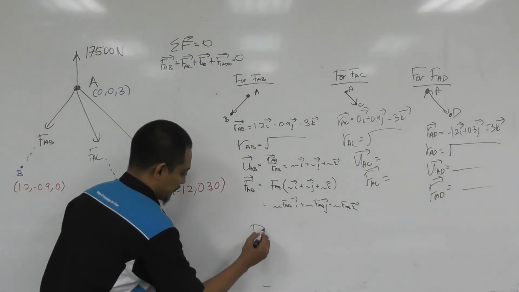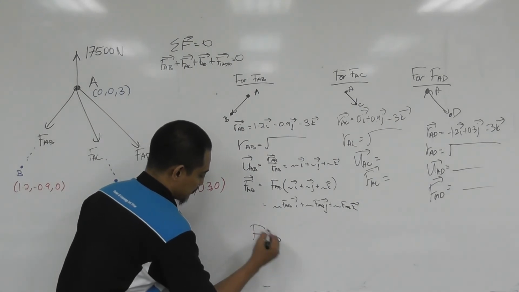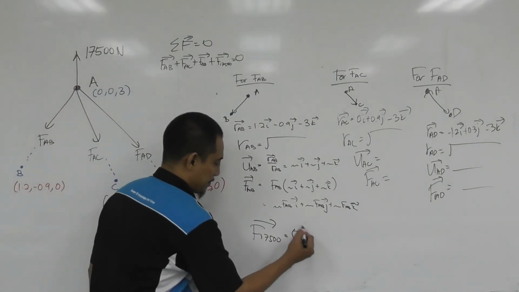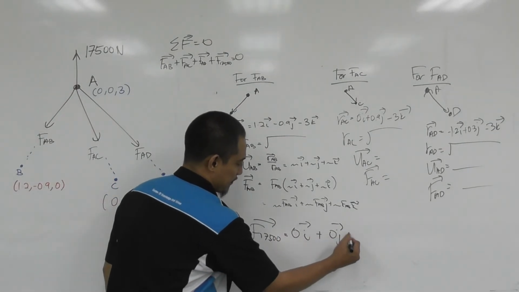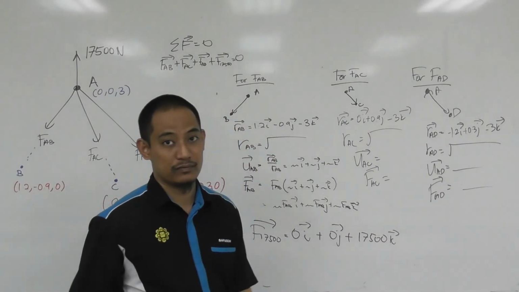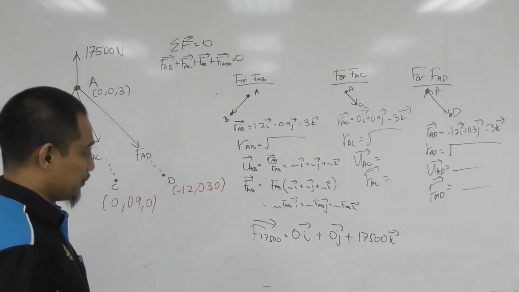So for the 17500 force, what is it? It goes up, right? So 0i plus 0j plus 17500k. So what to do?